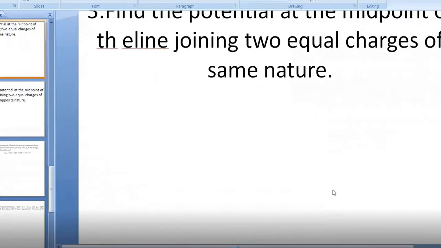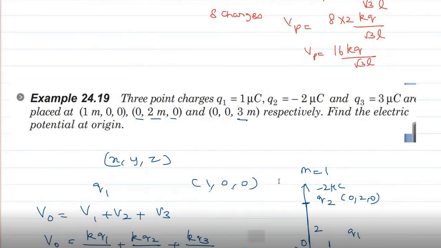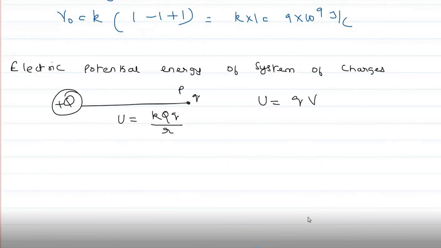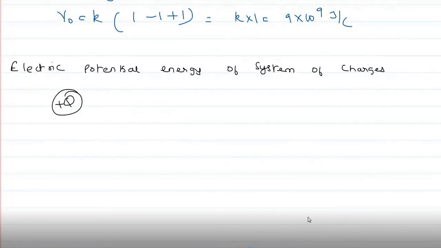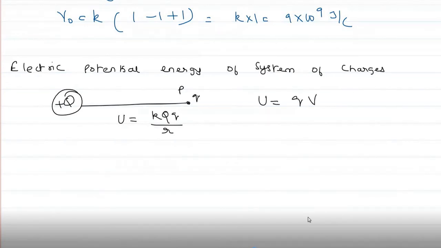Yes, ma'am. This is what you will write. And what is the electric potential energy? Electric potential is at this point. If they ask you for the energy, what you will write is U equals K Q Q by R. Electric potential energy is given by Q times V. So what is the electric potential energy of the system? This is what you will write.